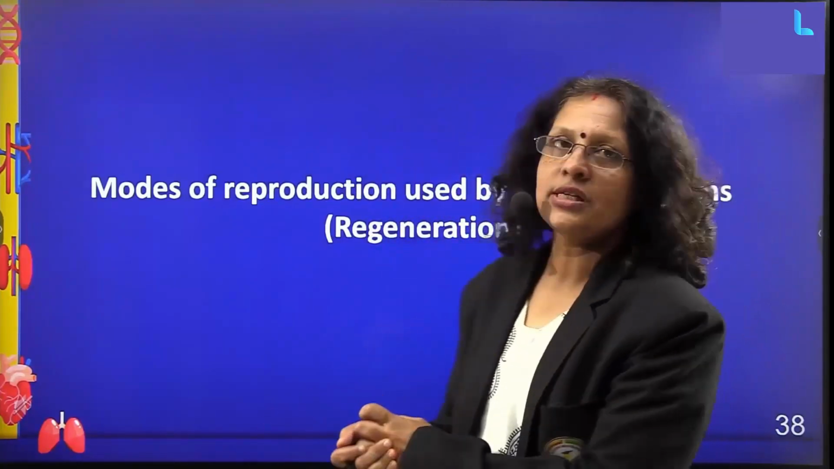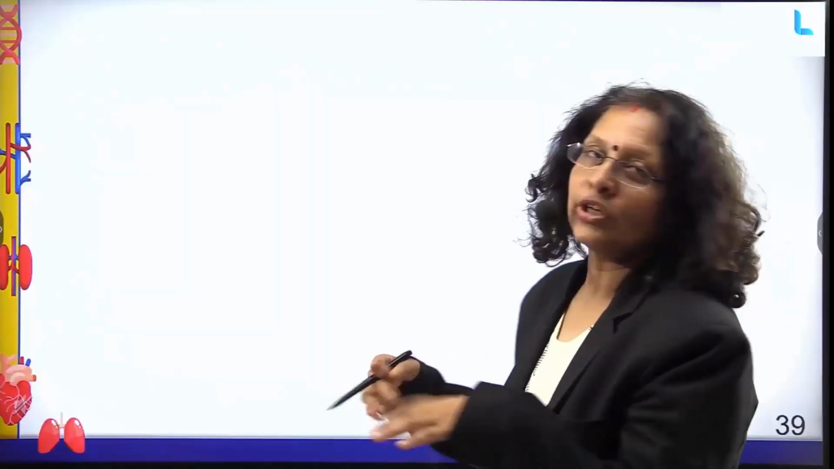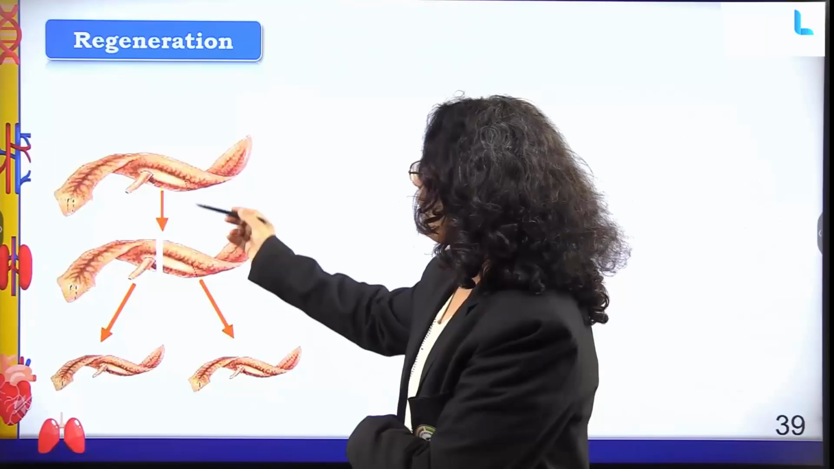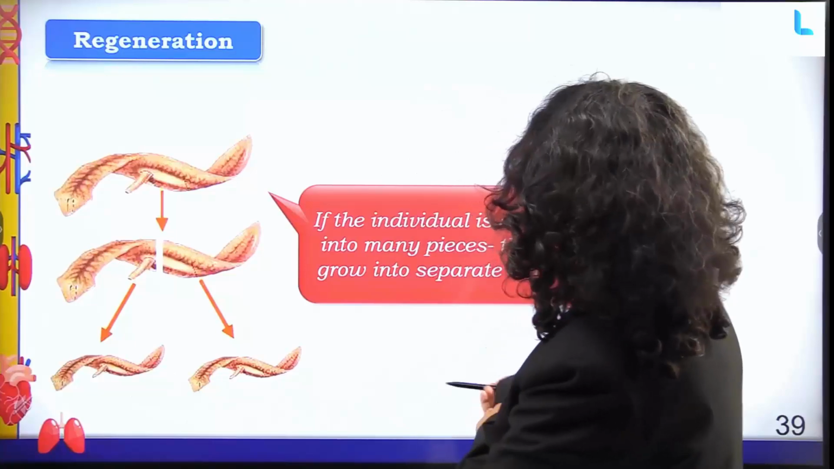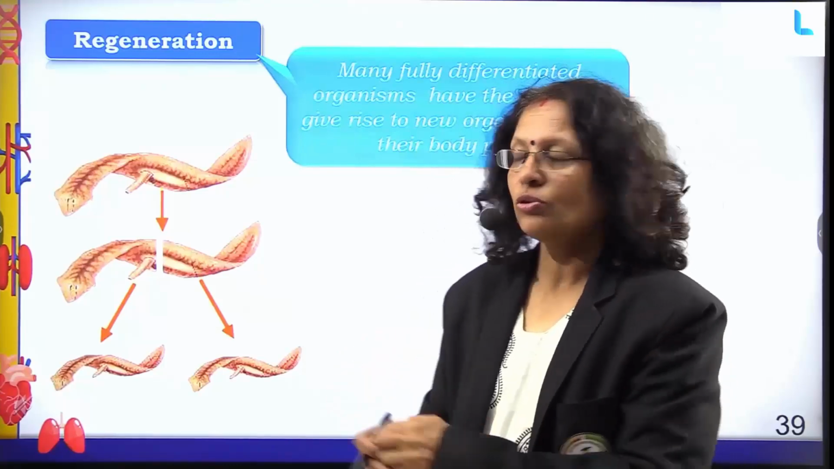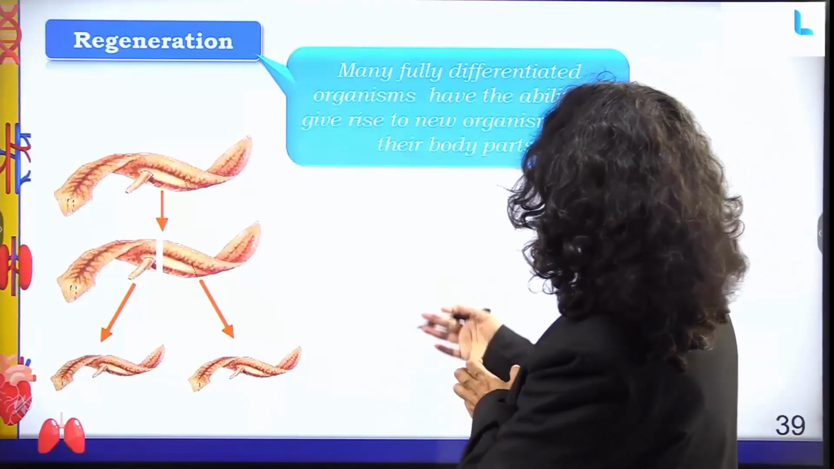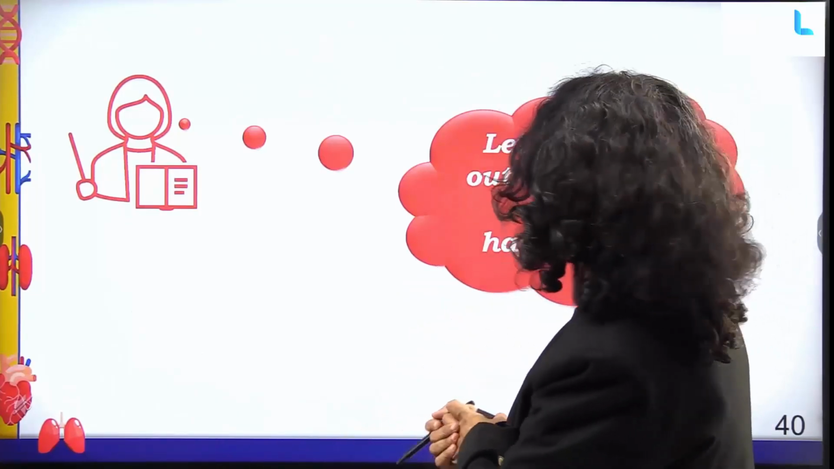Now regeneration, we will see in a single organism. This is not common in all organisms, but some organisms can regenerate their body parts. So that is called regeneration. You can see here, if the body is broken into 2, it will regenerate as 2 individuals, like that. If the individual is cut or broken into many pieces, all these pieces will grow into separate individuals. This happens in animals, like many fully differentiated organisms that have the ability to give rise to new organisms from their body parts. Okay, so any part of the body which is broken will start generating a new individual, like that.